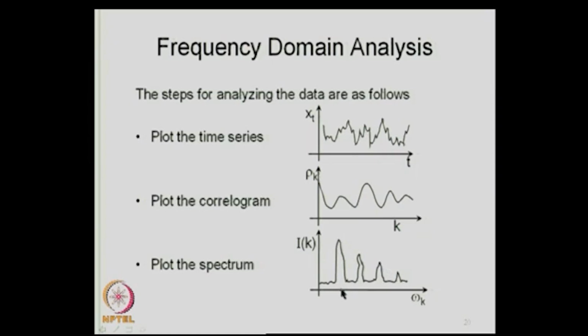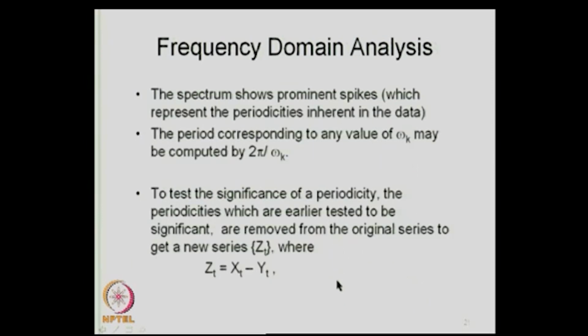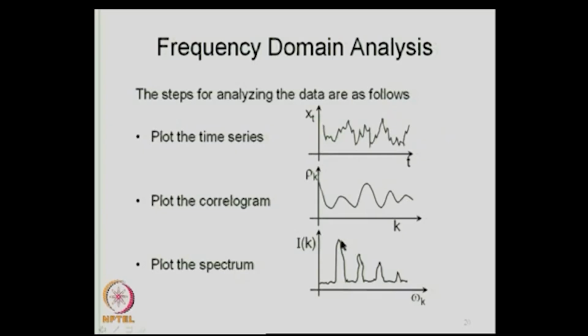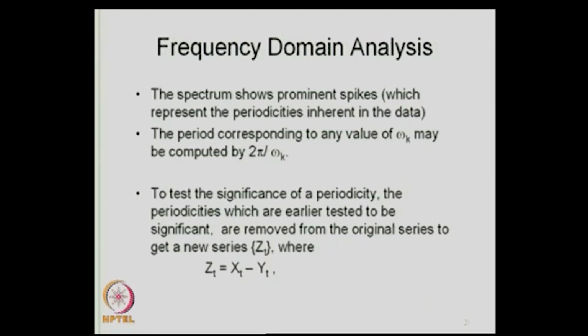Once we know that a particular peak is significant, let us say that this periodicity is significant, we remove the periodicity corresponding to this, reconstruct the series, replot the power spectrum and then examine the periodicity for the next. So, the way we do it is we test for the significance of periodicities one by one. Let us say you remove this periodicity and test for the next highest peak, remove that and test for the next highest peak and so on. So, this is the way we test for significance of periodicities.